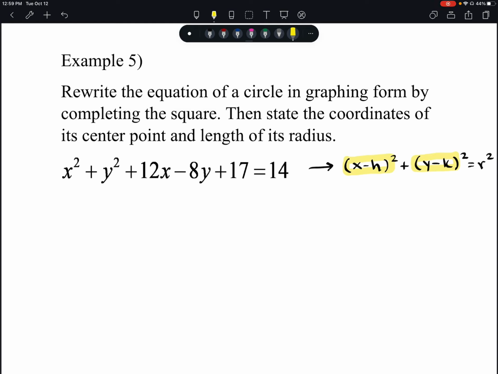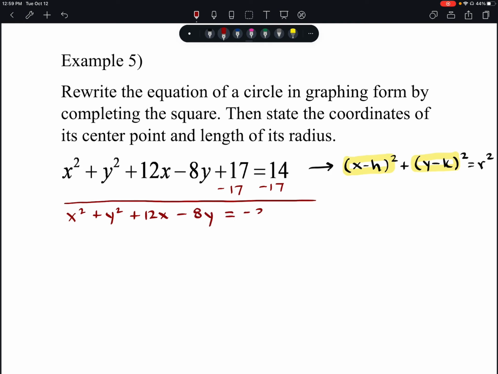So first thing I'm going to do, just like we did when we were completing the square before, is get rid of my constant terms. I'm going to go ahead and just subtract 17 from each side. I now have x squared plus y squared plus 12x minus 8y is going to equal negative 3.